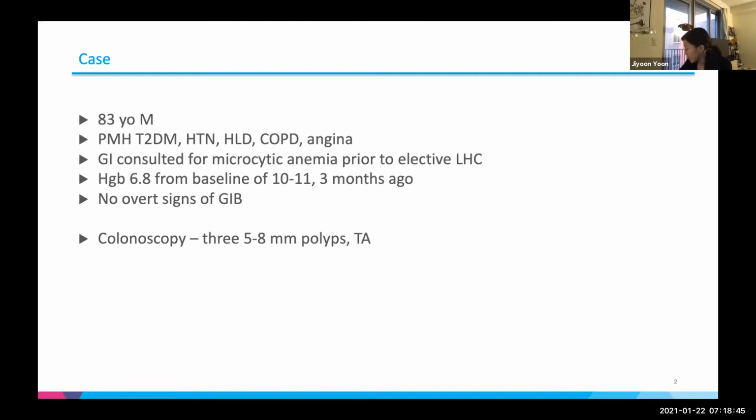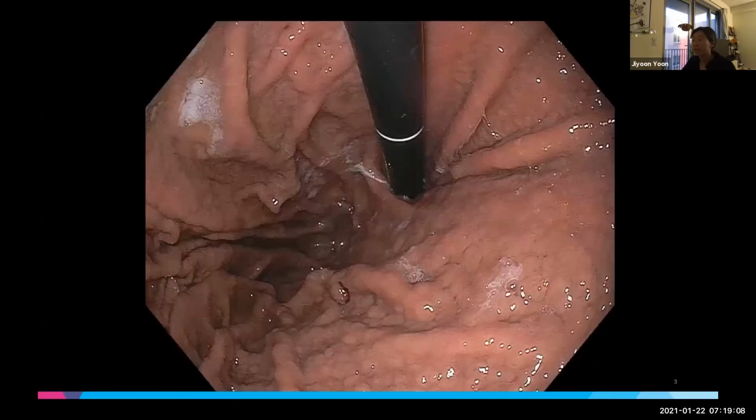The patient came in for an elective cath and was found to have a hemoglobin of 6.8 from a baseline of 10 to 11 3 months ago. He had no overt signs of GI bleeding in the past 3 months, and we had set him up for an EGD and colonoscopy. I just put the colonoscopy on the first slide because it wasn't terribly interesting and didn't reveal any source of bleeding. These are his endoscopy images.